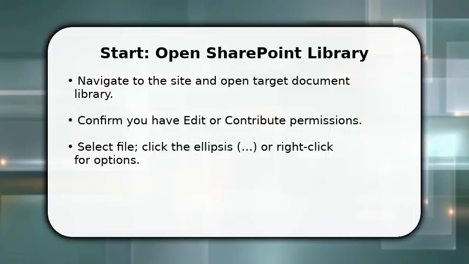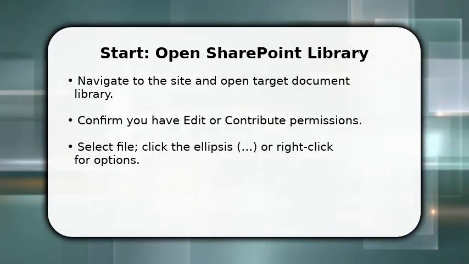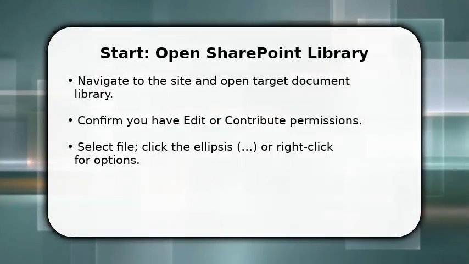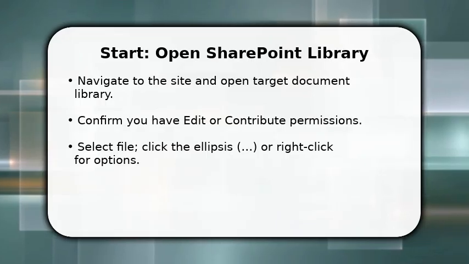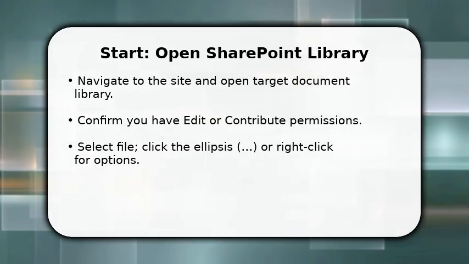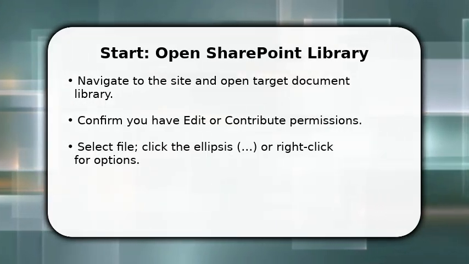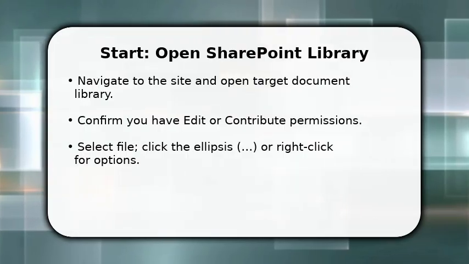You're starting inside the SharePoint library. Open the site and choose the folder where the document lives. Once selected, click the ellipsis or right-click the file to expose actions. This is faster than navigating menus.